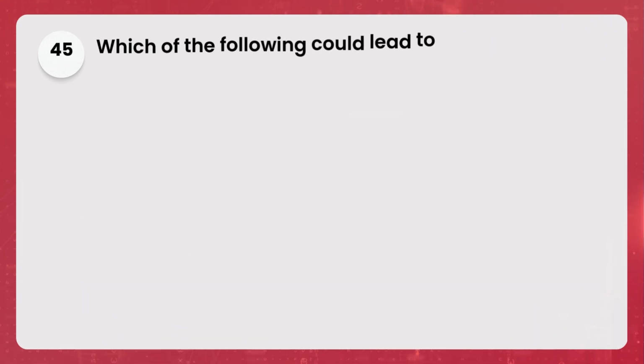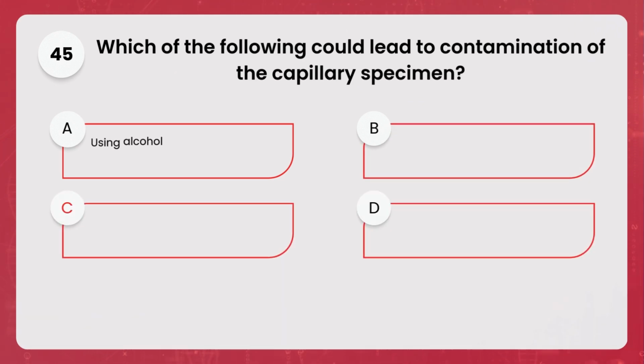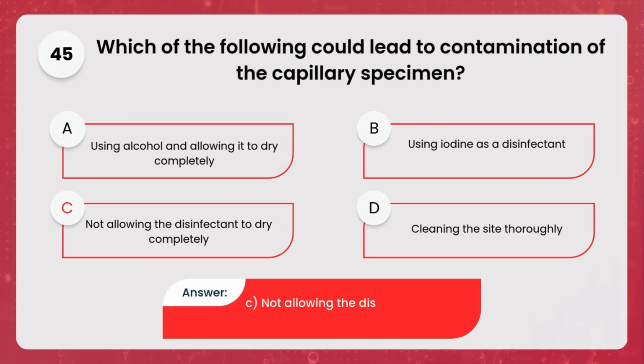Number 45. Which of the following could lead to contamination of the capillary specimen? A. Using alcohol and allowing it to dry completely. B. Using iodine as a disinfectant. C. Not allowing the disinfectant to dry completely. Or D. Cleaning the site thoroughly. The answer is C. Not allowing the disinfectant to dry completely.